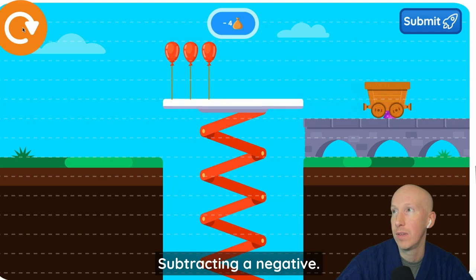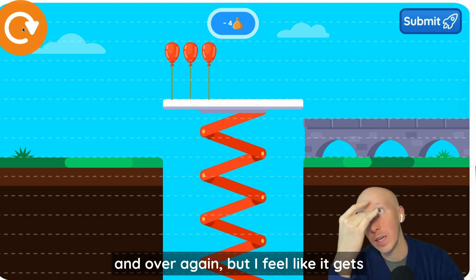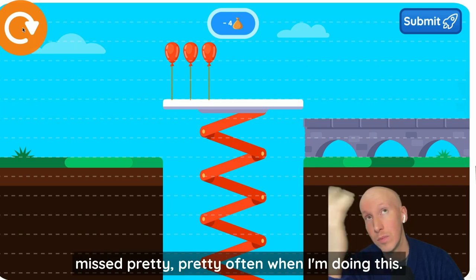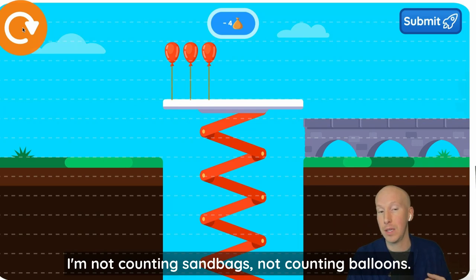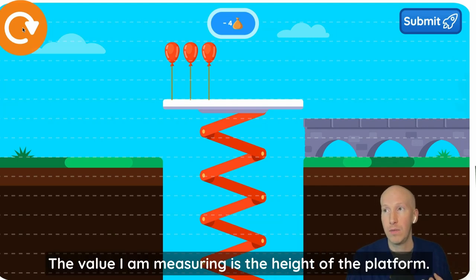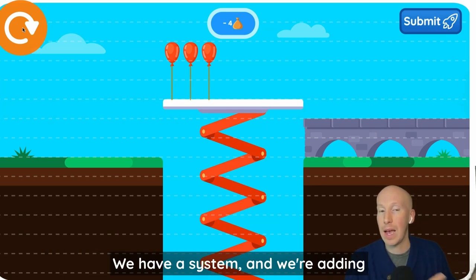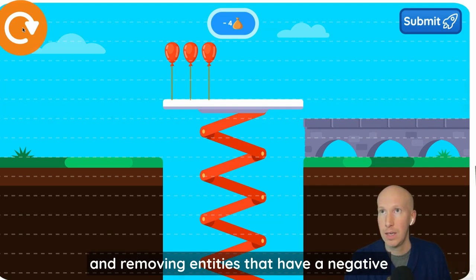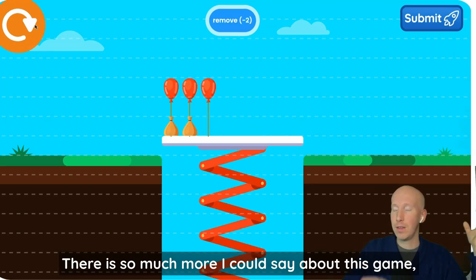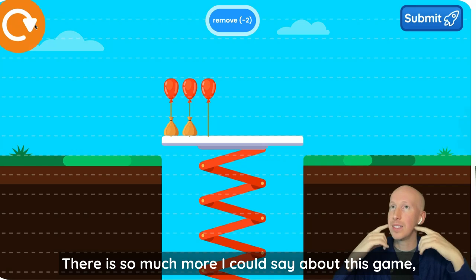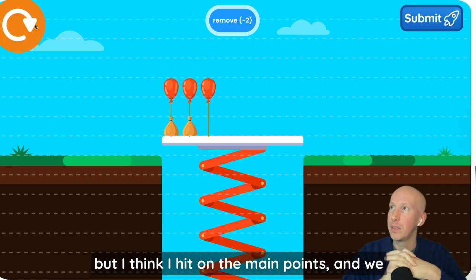Subtracting a negative, and I'm going to say this over and over again, but I feel like it gets missed pretty often. When I'm doing this, I'm not counting sandbags, not counting balloons, I'm not counting carts. The value I am measuring is the height of the platform. We have a system and we're adding and removing entities that have a negative or positive impact on that system. There is so much more I could say about this game, but I think I hit on the main points.